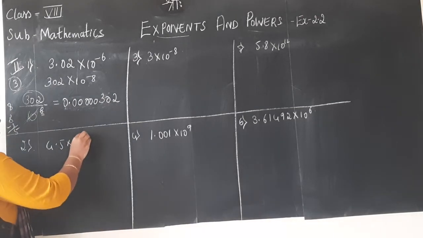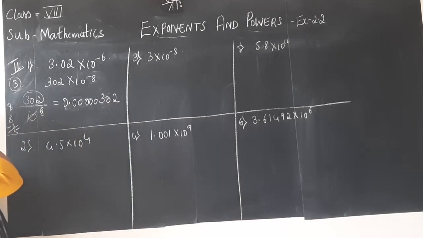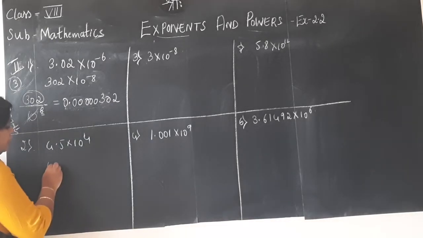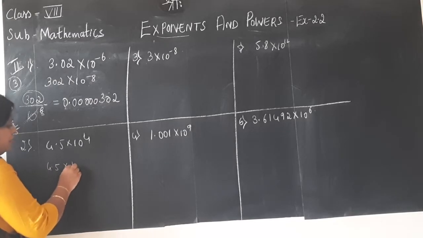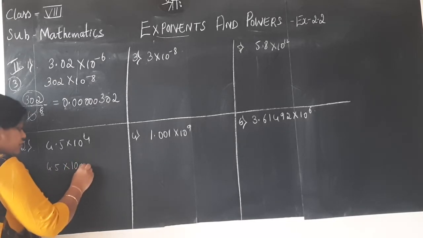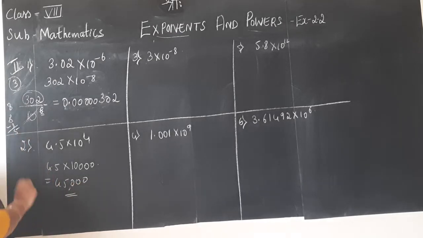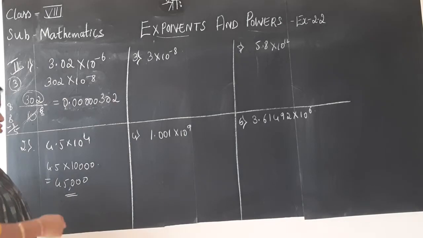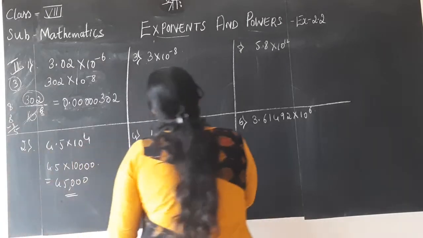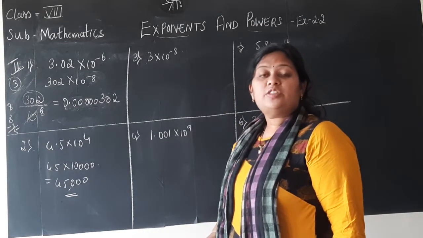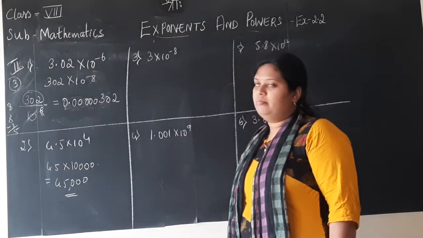Now next problem, you have 4.5 into 10 to the power 4, isn't it? 10 to the power plus 4, so a positive exponent clearly means a bigger number. 4.5 into 10 to the power 4 is nothing but, if you put 4 zeros and multiply, you simply get 45,000. That is regular multiplication. So not at all a problem if you have a positive exponent.